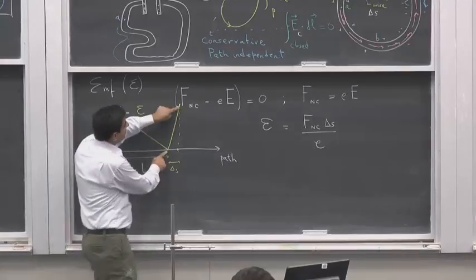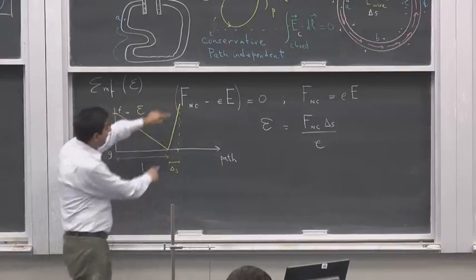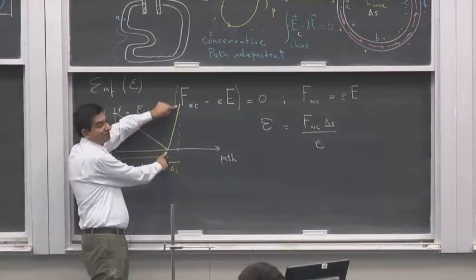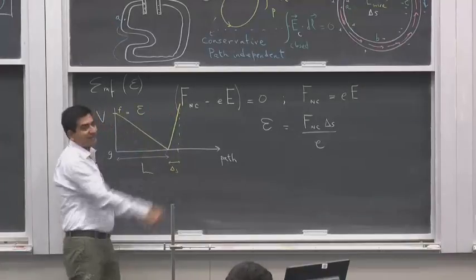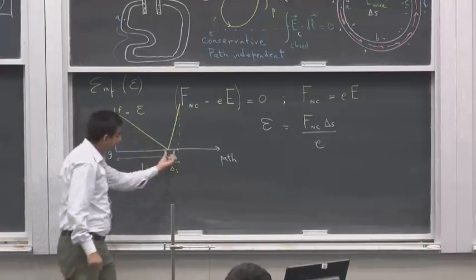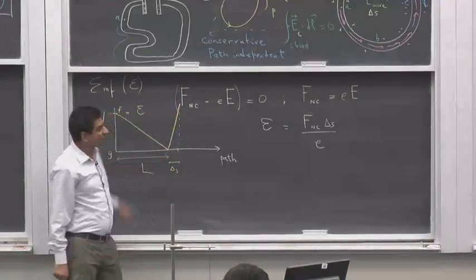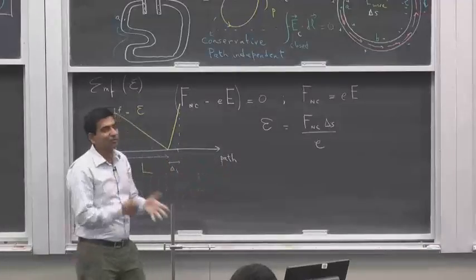The slope of this line is the electric field inside the battery. The electric field inside the battery has to be really, really large compared to the electric field inside the wire, because this distance is smaller. So this is how the potential changes inside a closed circuit.